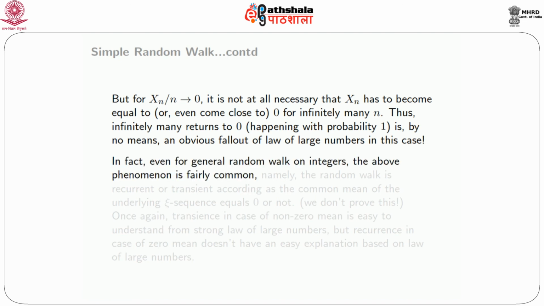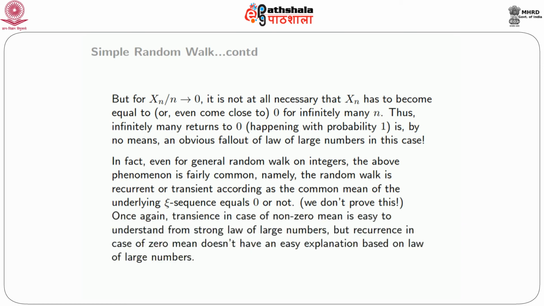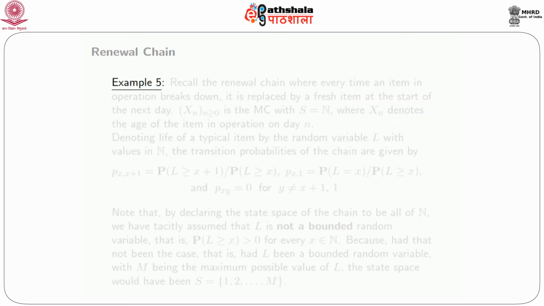Anyway, in fact, even for a general random walk on integers, the above phenomenon is common, namely, the random walk is recurrent or transient according as the common mean of the underlying xi sequence equals 0 or not. We don't prove this. Once again, transience in case of non-zero mean is easy to understand from the strong law of large numbers, but recurrence in case of zero mean does not have an easy explanation based on the law of large numbers. Our next example, again of an infinite state space Markov chain, is a renewal chain.